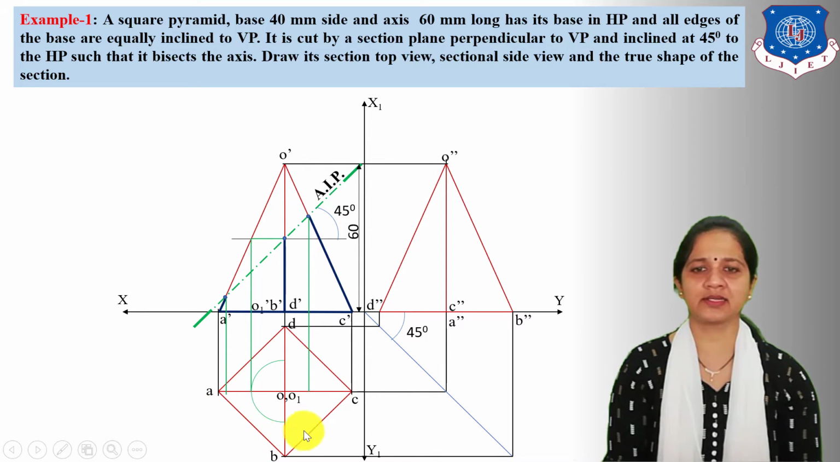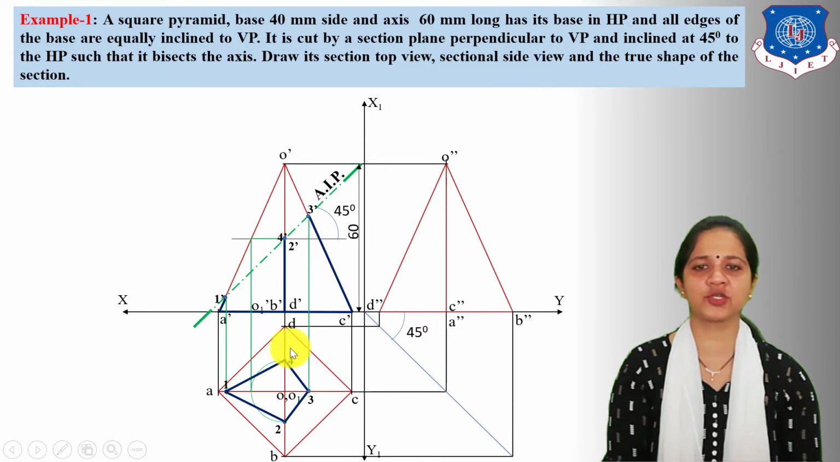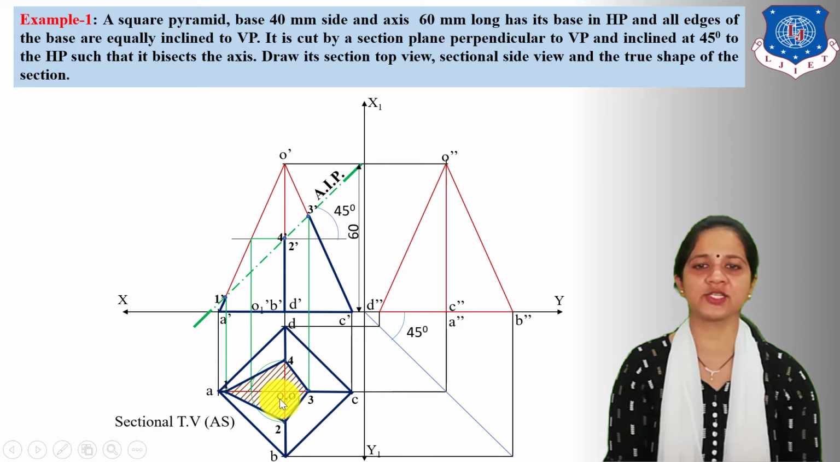Next, locate the cutting points 1, 2, 3 and 4. Similarly, locate the cutting points in the front view 1', 2', 3' and 4'. Next, join all these cutting points in the form of a line because of the pyramid. Here, this inner portion is cut by the AIP cutting plane. So, draw the remaining portion of the square pyramid in the top view as a dark line. Next, draw hatching lines inside the cut surface area 1, 2, 3, 4. Now, the angle of this hatching line is 45 degrees and the distance between two hatching lines is 2 to 3 mm. So, this indicates the sectional top view.